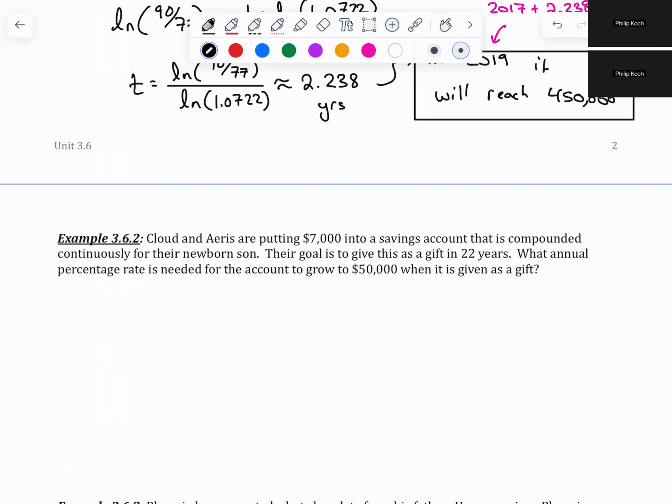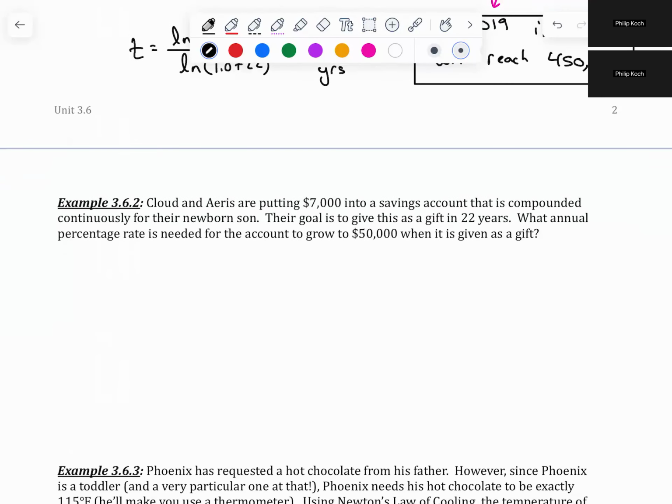That's a good joke. Okay, so what type of equation are we going to be using? The compounded continuously. That is the dead giveaway. So use A equals P e to the rt, A = Pe^(rt).